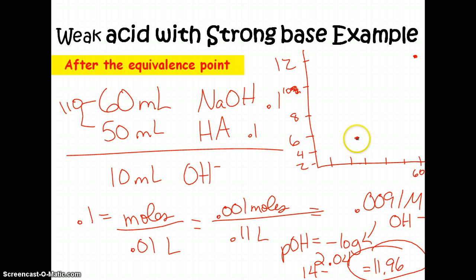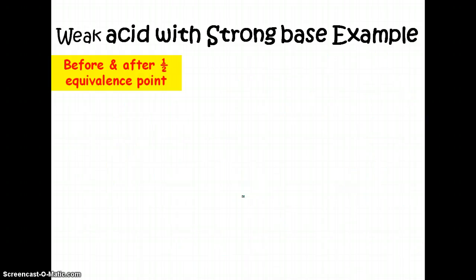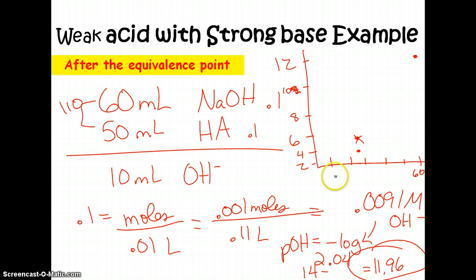We're a little off scale here in case you hadn't noticed. So 3.14 is down here, so ignore that point. All right, and then we already got this one at 11.96. And then we had 3.74 at 40 mL. So 40 mL, just a bump. So this is going to be the buffer region. Our initial pH was right in this range. And then our equivalence was a little above 8 at the 50 mL.